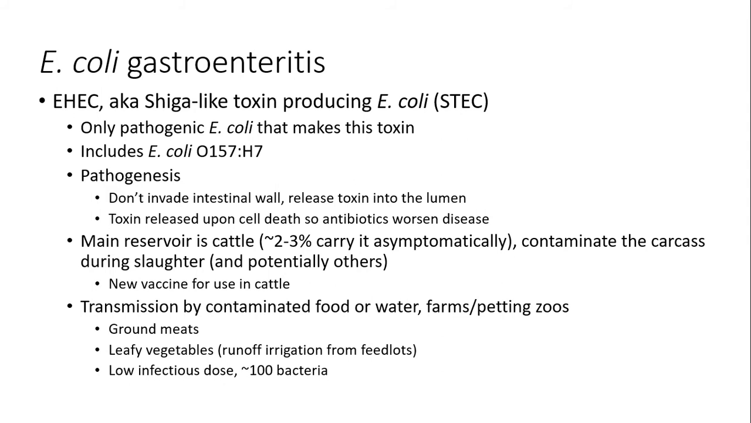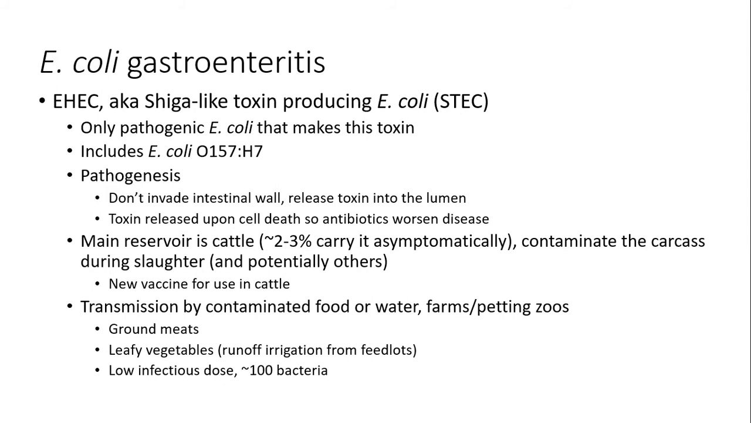The main reservoir for this is cattle. About 2 to 3% of them carry it asymptomatically. So this can be transmitted by flies, for example, that land in the cow dung and then fly to your kitchen table and land in your spaghetti, for example. Otherwise, and this is really the bigger cause here, you'll get contamination of the carcass during slaughter and potentially the contamination of other parts of the beef.